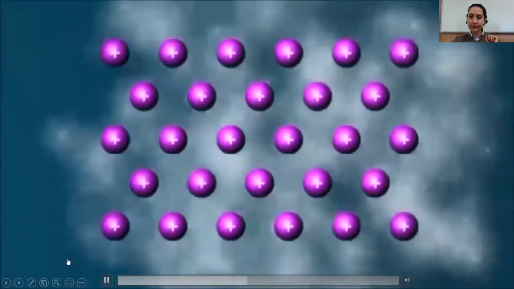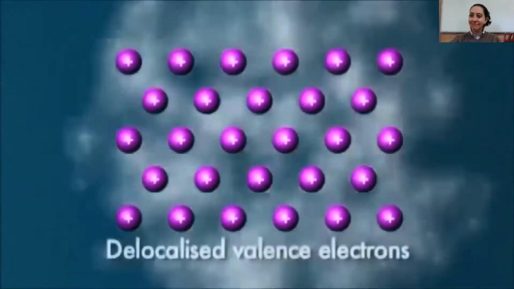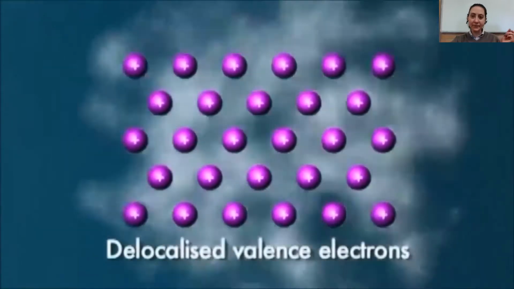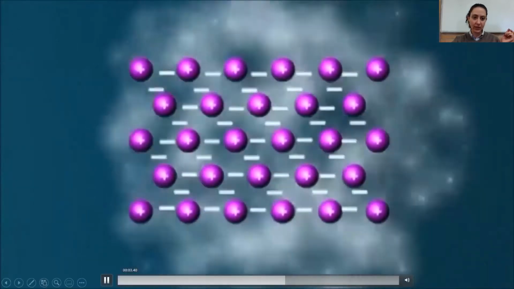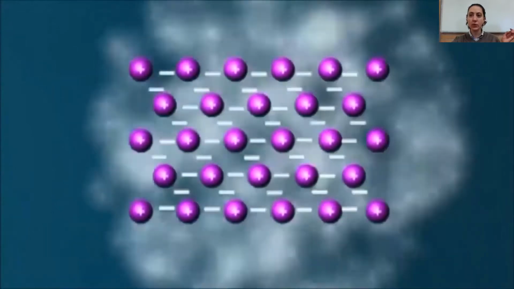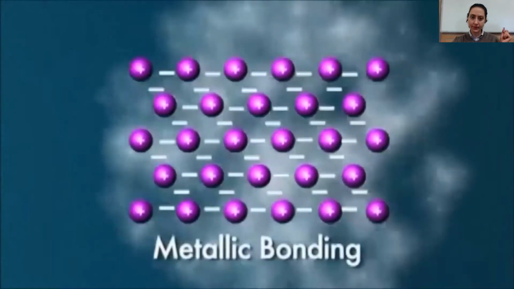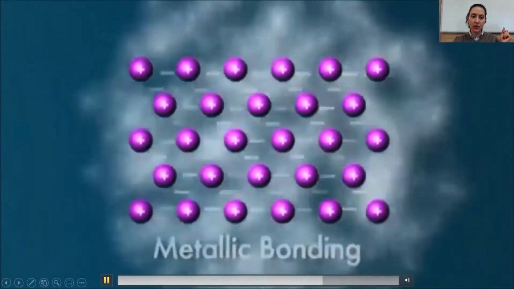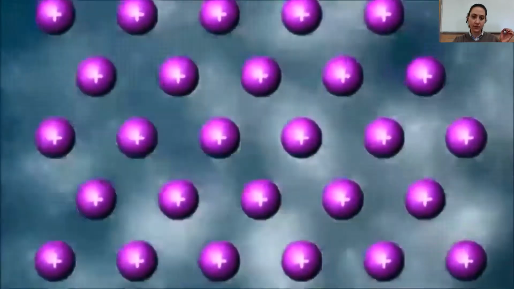Instead, they can move through the lattice in all directions. A sea of delocalized valence electrons surrounds the crystal lattice of the cations. The structure is held together by the strong electrostatic force between the sea of valence electrons and the metal cations. This is called metallic bonding. The electrons are constantly on the move, so the bonding acts in all directions.